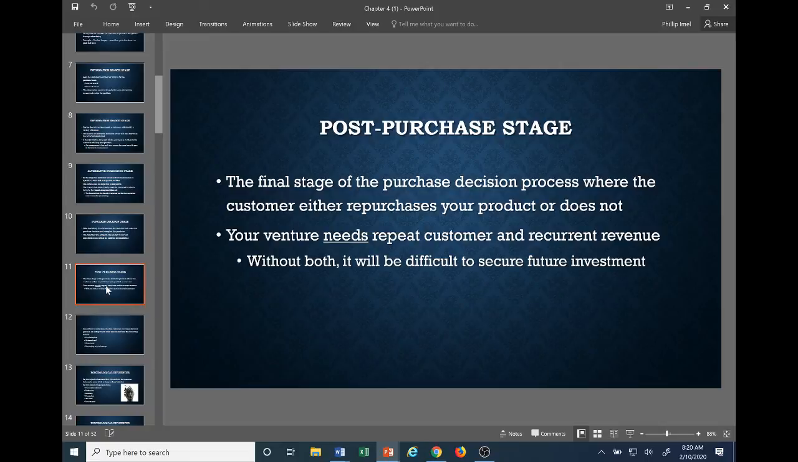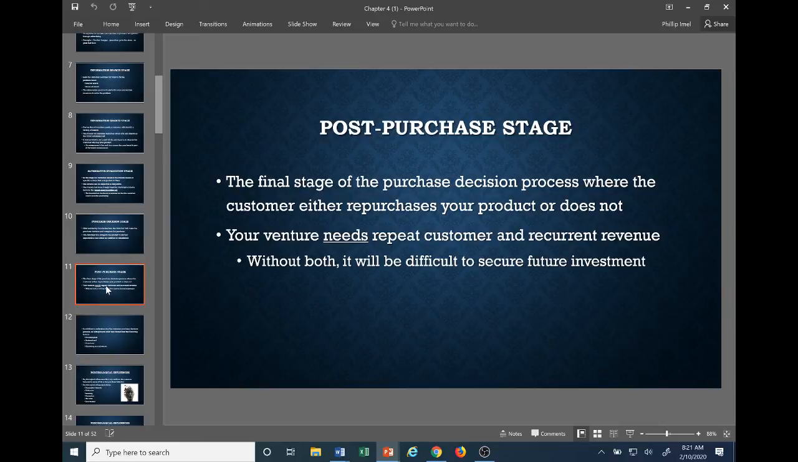The final stage of the purchase decision is obviously the post-purchase stage. This is where the customer either repurchases your product or does not. So ultimately, we're going to want some recurring revenue. We want the customers to be happy and be a repeat customer. I mean, because return revenue is going to be critical, because it is ultimately hard to get new customers. So once we do grip a customer and reel one in, we want to try to retain the customer, because it's about getting new customers and customer retention.